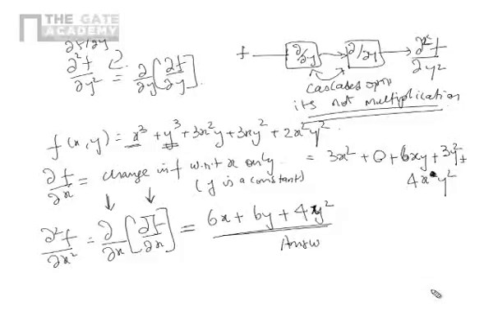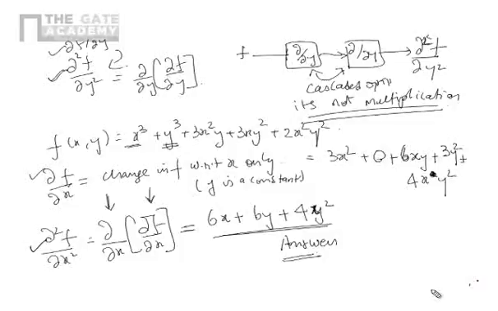We have found all the 4 terms, right? We are asked to find ∂f/∂x. We found ∂f/∂y, we found ∂²f/∂y², ∂²f/∂x². All the 4 terms we have found. So we are done.